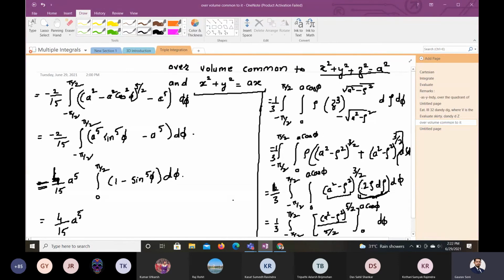So you have integration of 1, which is going to be pi, so that is pi by 2, minus what is the integration of sine raised to 5 by our reduction formula: 5, 4, 3, 2, and 1. What about 1? As it is. So the answer is 4 a raised to 5 divided by 15 in bracket 5 by 2 minus 8 by 15. This is the final answer.